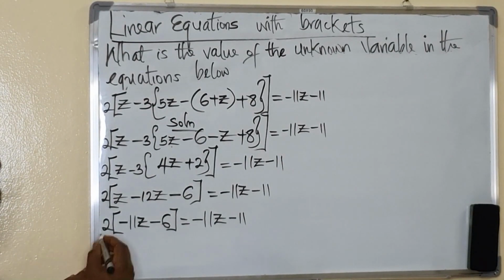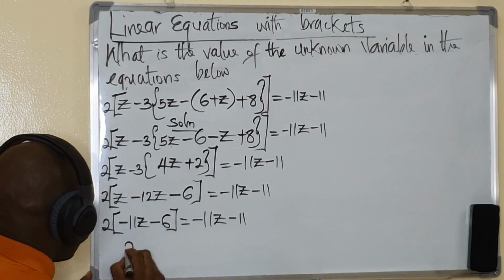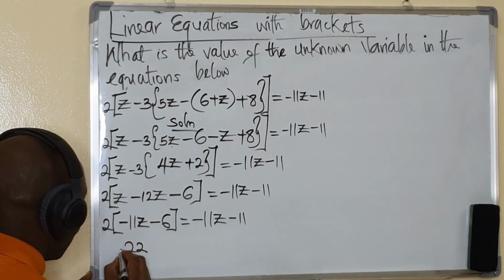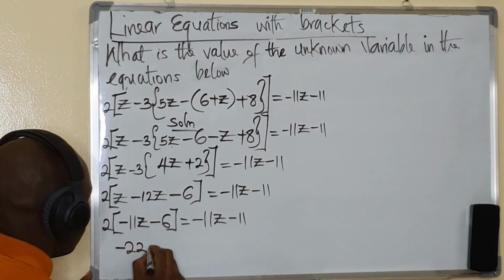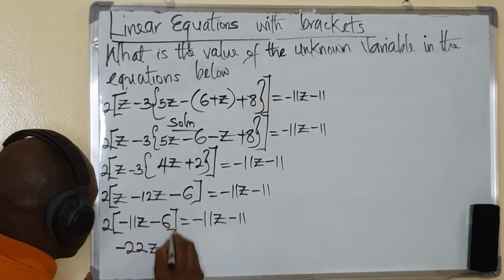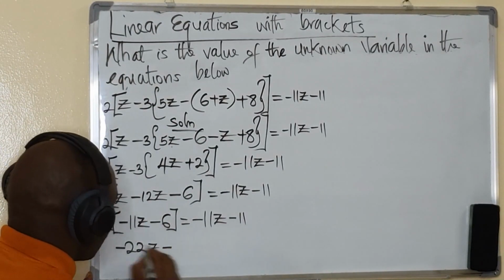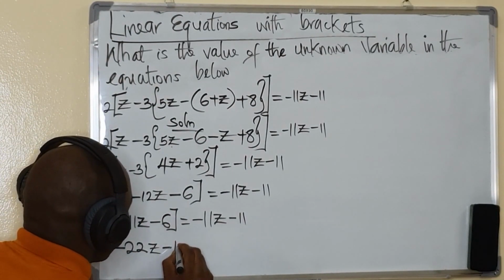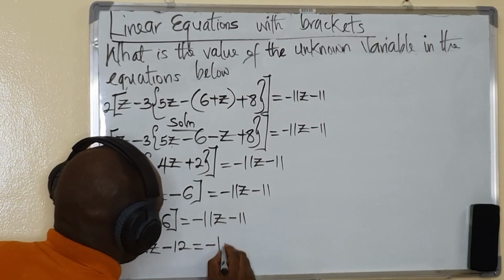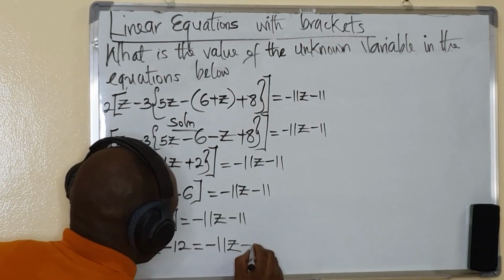So let's do that. 2 times 11 gives you 22, yeah? But this is -11. So 2 times -11z gives us -22z. Like this. Next, 2 times 6 is 12. But this is -6. So 2 times -6 gives us -12. It's equal to -11z minus 11.